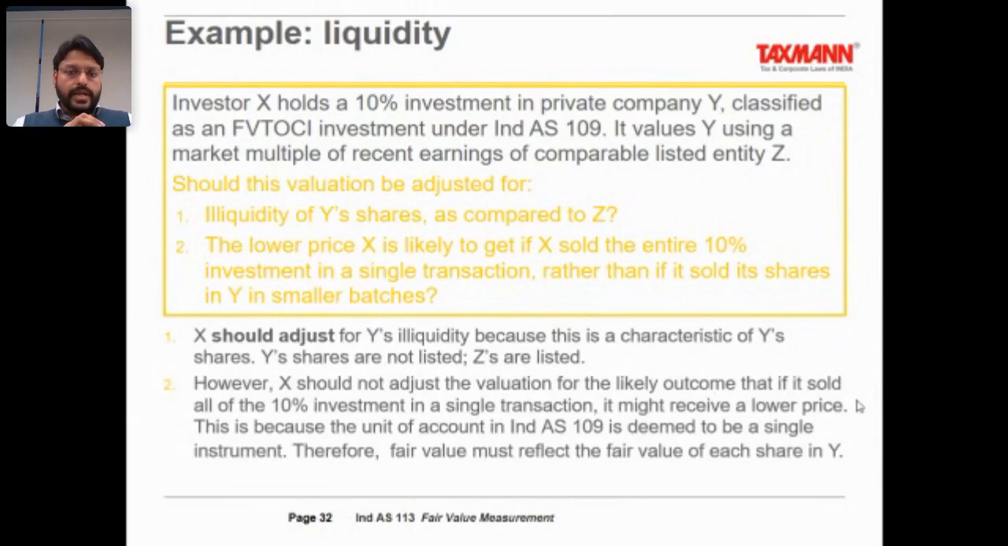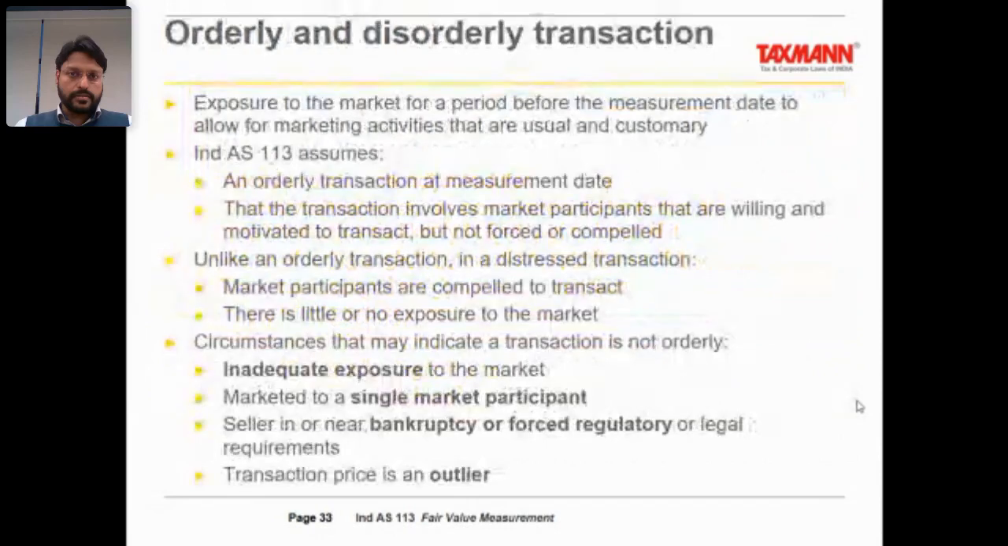Now, the lower price X is likely to get if X sold the entire 10% investment in a single shot rather than if it sold its shares in Y in smaller batches. So that factor we will not consider because for us unit of account is 1 share. So we will not consider that price will go down if I sell the entire holding today because there are not enough buyers in the market. So that factor we will not consider for determining the fair value. That is crystal clear by the standard. Any questions on this?